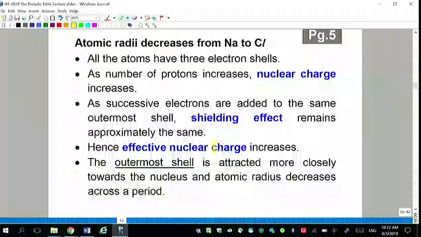But now there is a difference between this explanation and the explanation for first IE: instead of saying the outermost electron, I say the outermost shell. Because I'm talking about the radius, I'll be using the term outermost shell is attracted more closely towards the nucleus, so atomic radius decreases across the period. This explanation is exactly the same as the explanation for why first IE increases across the period. The only difference is that I talk about the outermost shell for atomic radius.